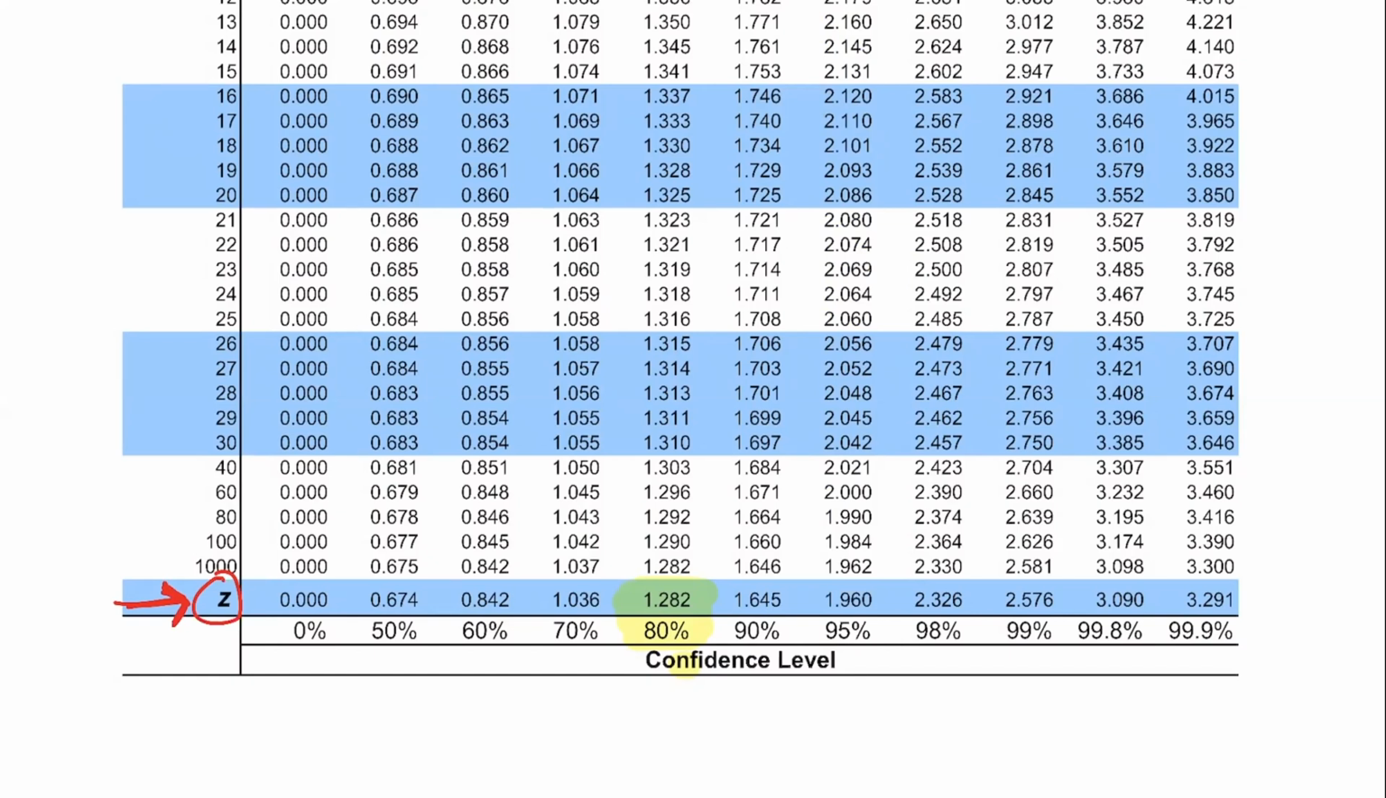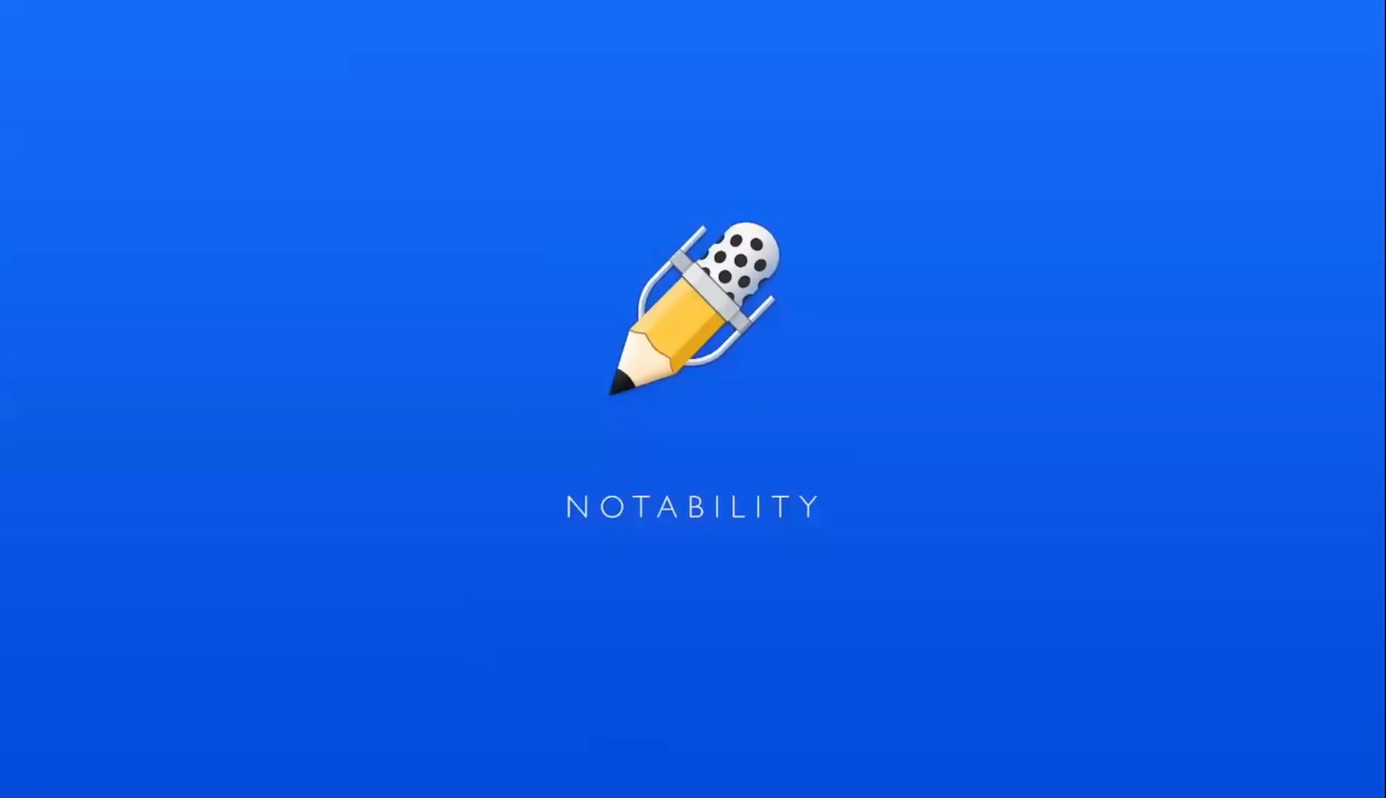So we would use the Z value anytime we don't know the sample size, n. Correct. If you're finding the sample size, you're always going to use Z because, like I said, the T distribution relies on knowing the sample size, but if we're trying to find the sample size, you're not going to know what it is. So, yeah, 1.282.